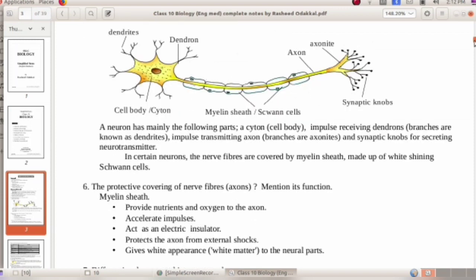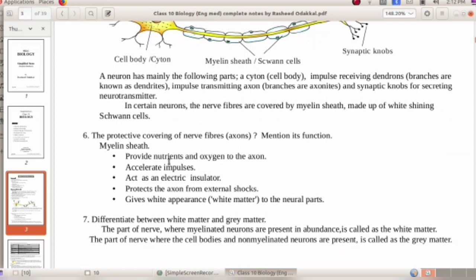The important function of the myelin sheath is to provide nutrients and oxygen to the axon. It accelerates impulses. It acts as an electric insulator. It protects the axon from external shocks, and it gives a white appearance to the neural parts, so it is called white matter.